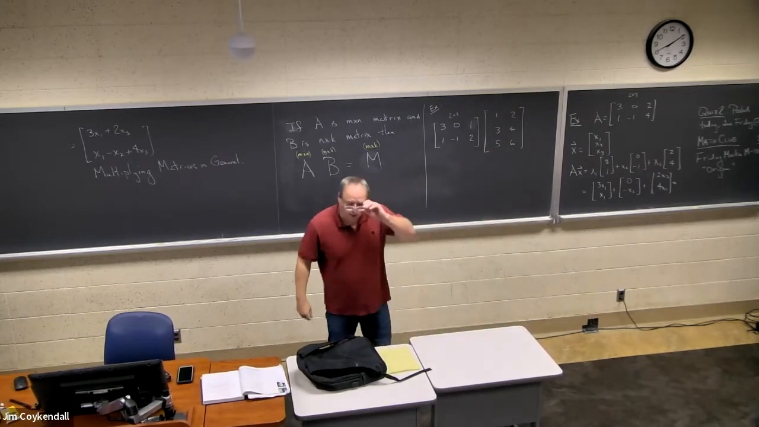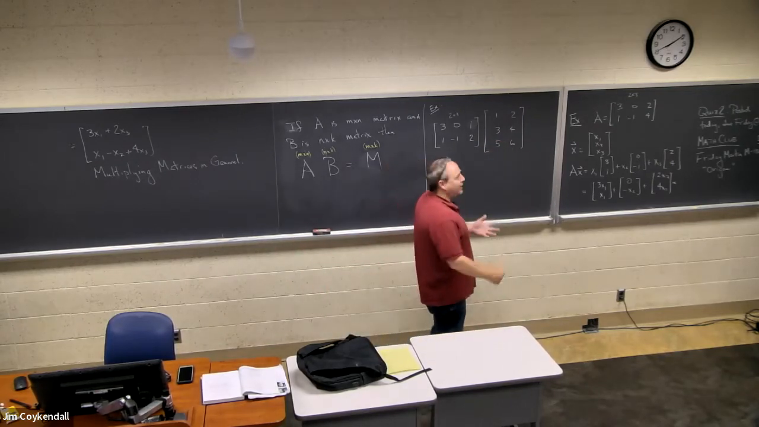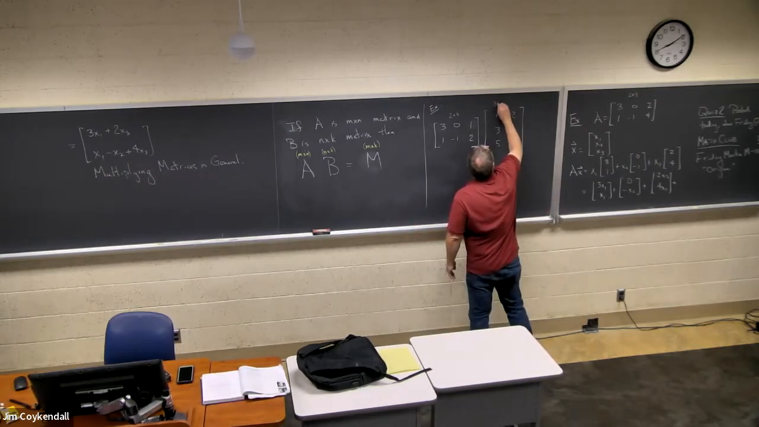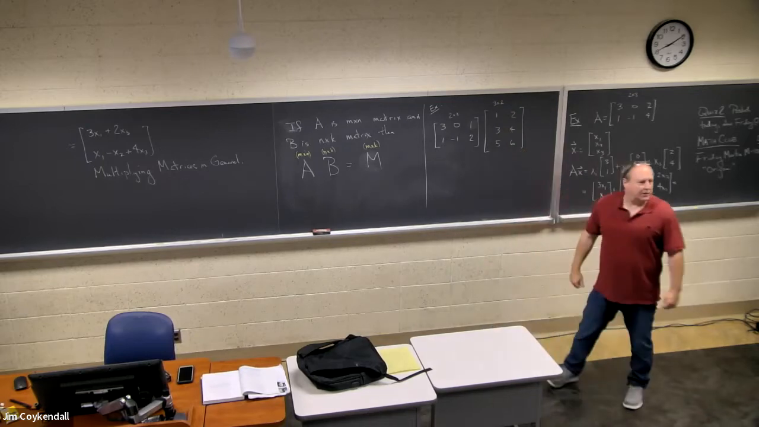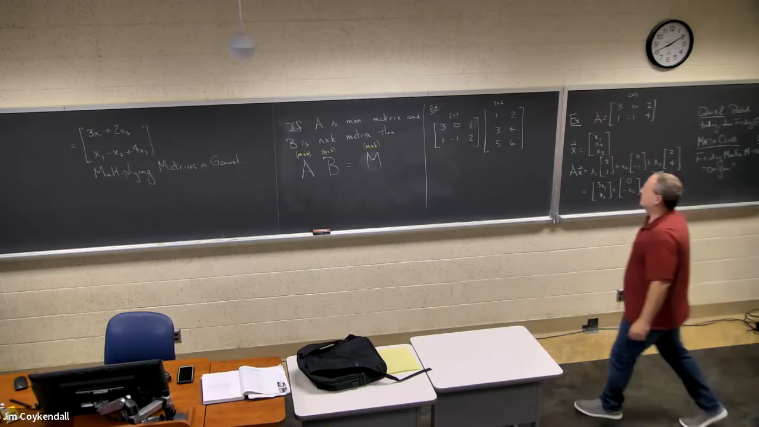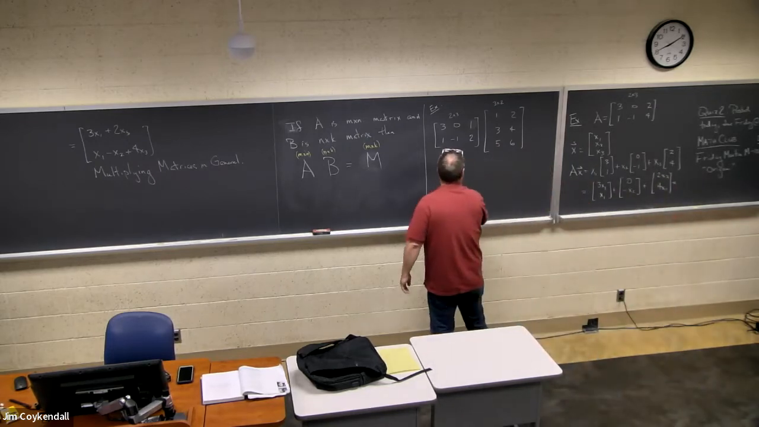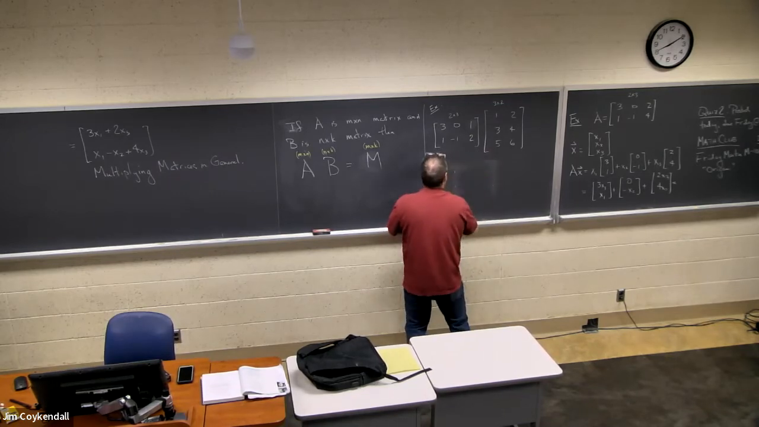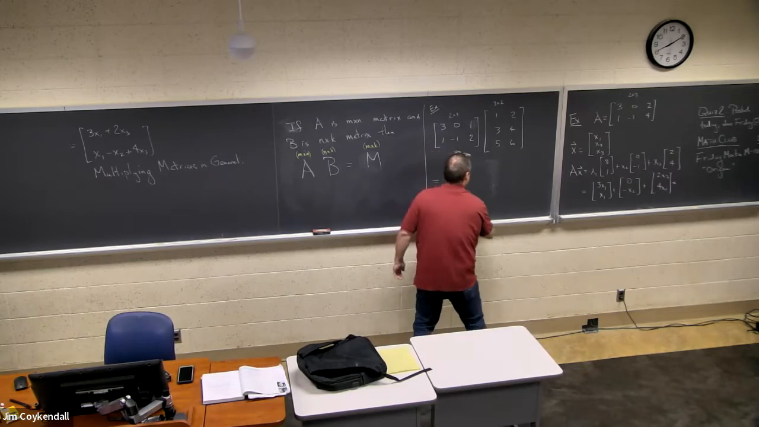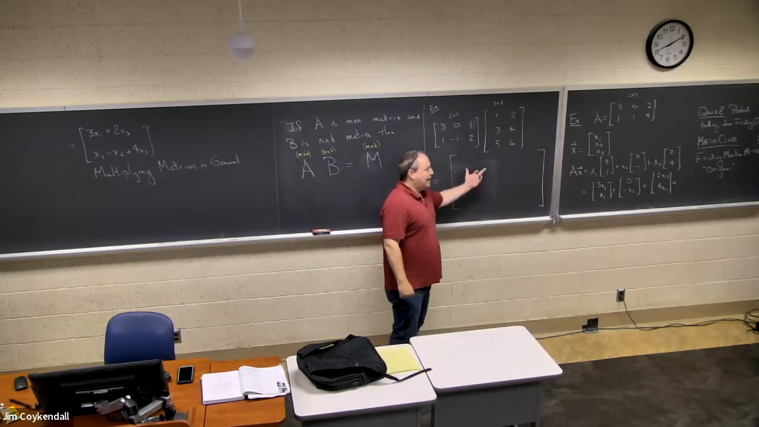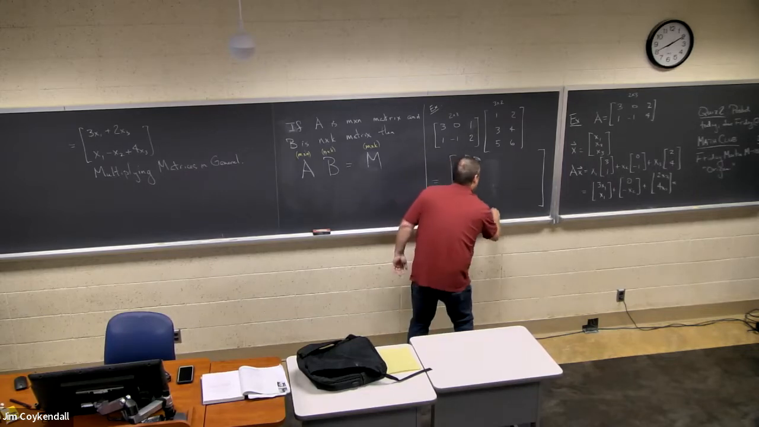Now, whenever I multiply matrices like this, I think to myself, what do I expect to get? What size do I expect to get? I expect to get a 2 by 2. And actually, I'm going to make it bigger. A 2 by 2 should have 4 entries, right?